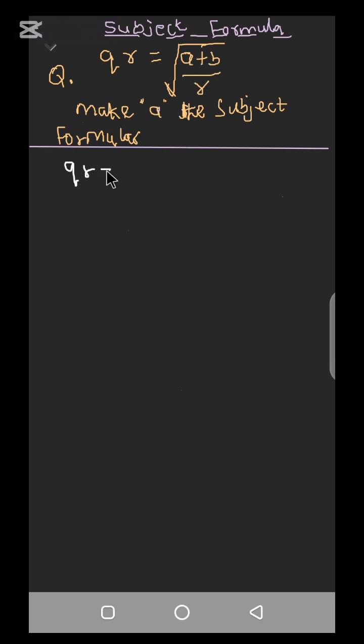So we say QR is equal to the square root of A plus B, all over R. Our target is to make A stand alone. In order for A to stand alone, on this part of the equation there are a lot of things holding A captive, and that includes the square root function, the plus B, and the division by R. All these guys are holding A hostage. Once you get rid of them, then you have your A. That is the way to approach subject of the formula.